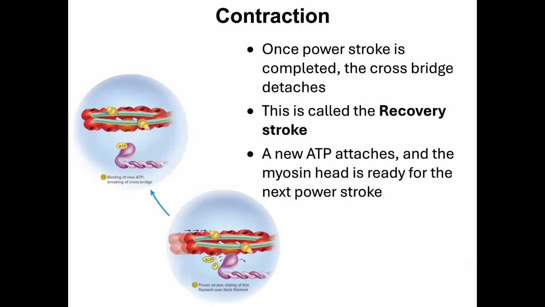So we have a power stroke, and this attachment is called a cross bridge. And once it is completed, it detaches, and then another ATP comes in, it gives the energy, and another power stroke happens. So a power stroke followed by a recovery stroke, another power stroke, but it has to have a constant supply of ATP. The power has to be there.